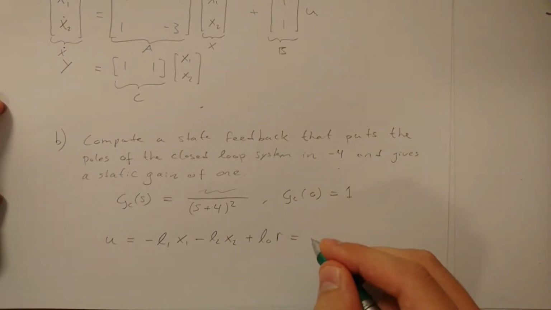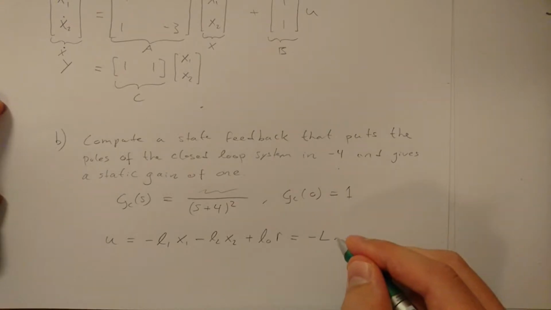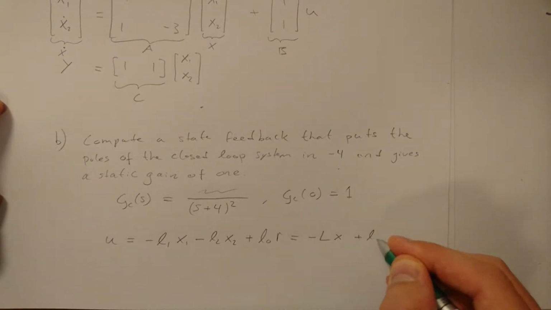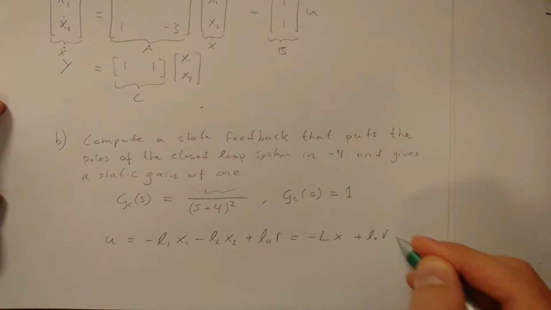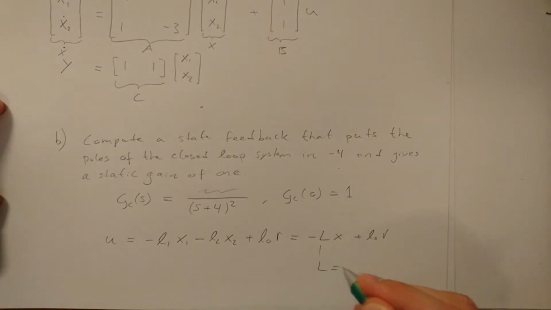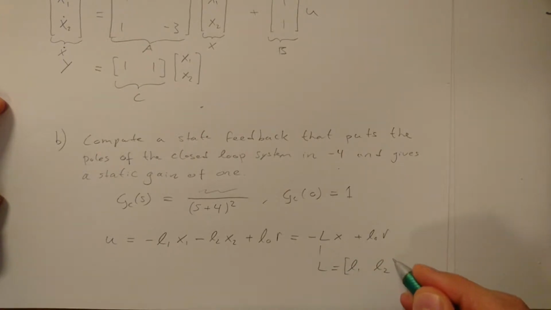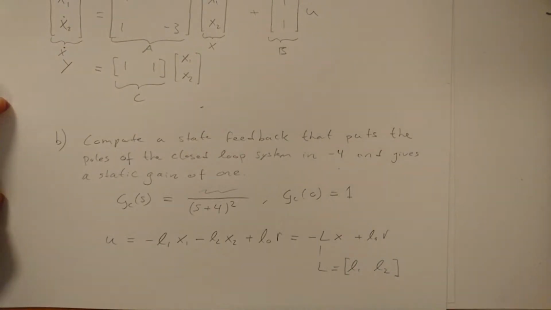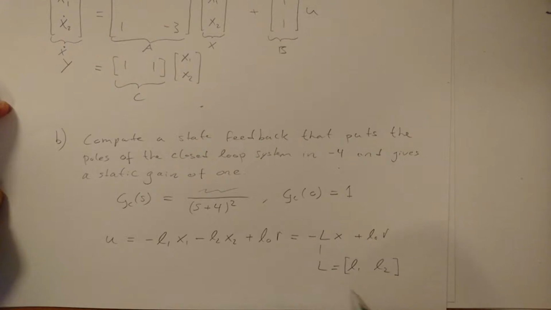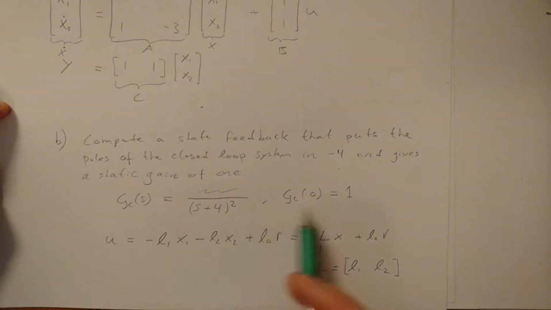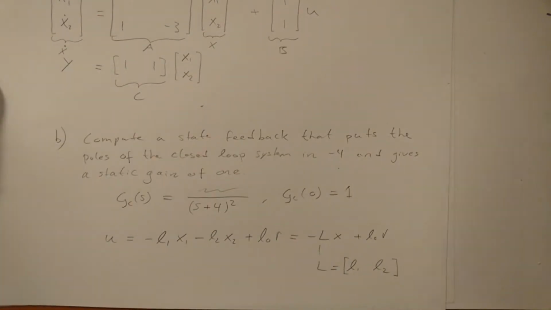And then we write this like minus L times x plus L naught times R, where this L is just L1 and L2 concatenated in a row vector. So we need to determine this L with the coefficients L1 and L2, such that these properties are obtained. Okay, so let's see what this implies.